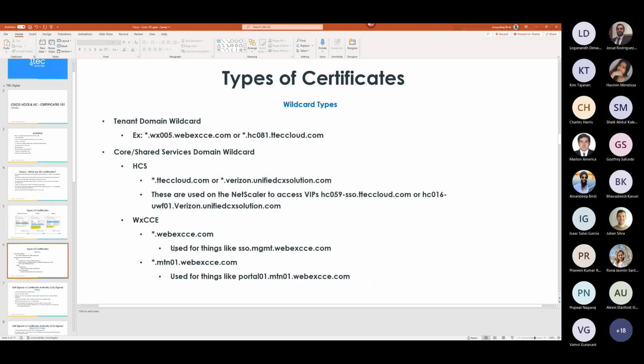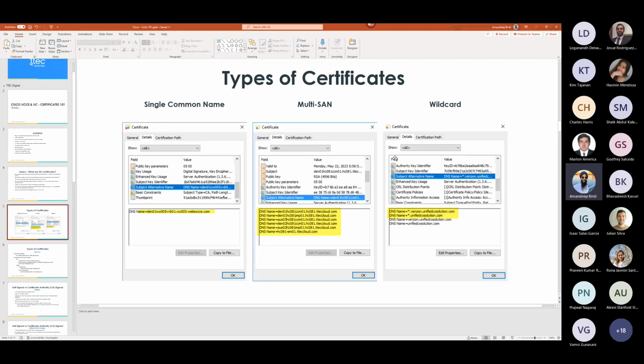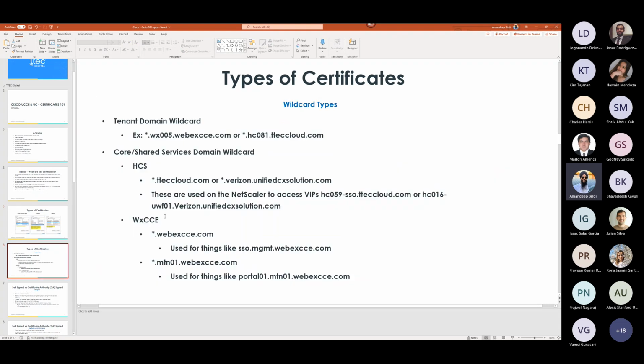Okay. So types of certificates. This is a continuation of the previous slide, right? So in WXCC, we've got, actually both HCS and WXCC we're doing this, but you've got tenant level domain wildcards. They're used much more heavily in WXCCE than they were in HCS, but every single WXCCE client will have its own tenant domain wildcard that gets used everywhere. So the last slide that I talked about for CVP, ICM, Upstream, Verint, all those applications are using this tenant domain wildcard.